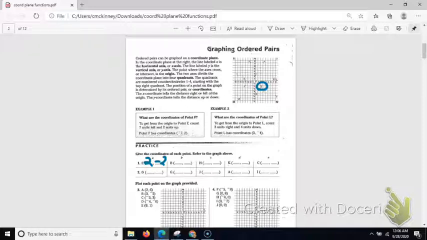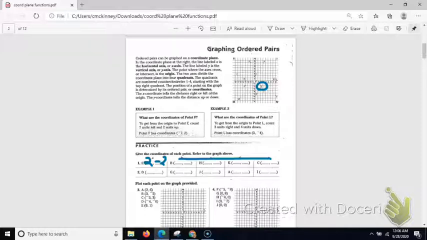So for those first ones, by the way, you're not looking at these letters, you're looking at those capital letters. For those first ones, you're looking at the graph at the top and finding the coordinates for those points. The coordinates are like the address for the point. At the bottom, they give us the points and we're going to graph them.